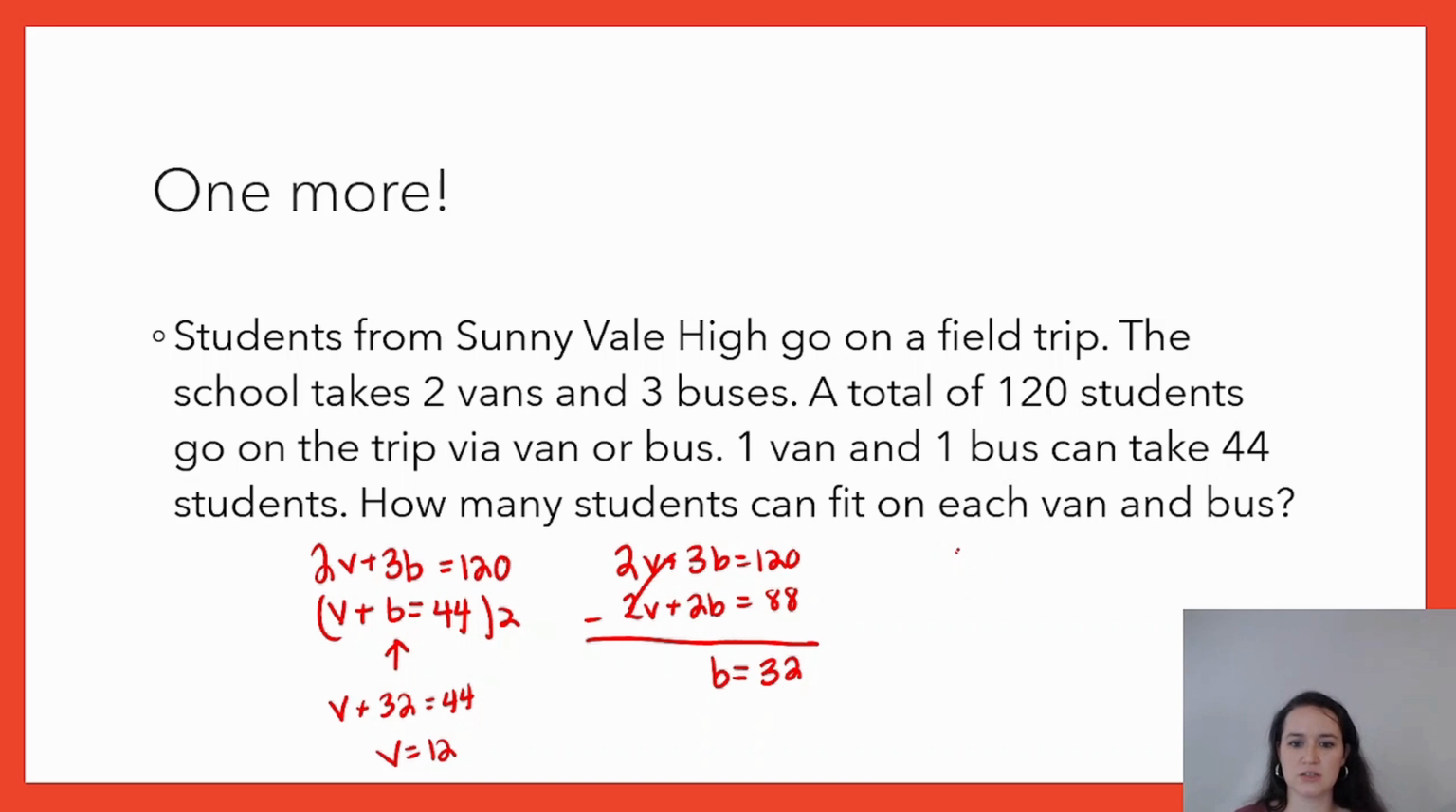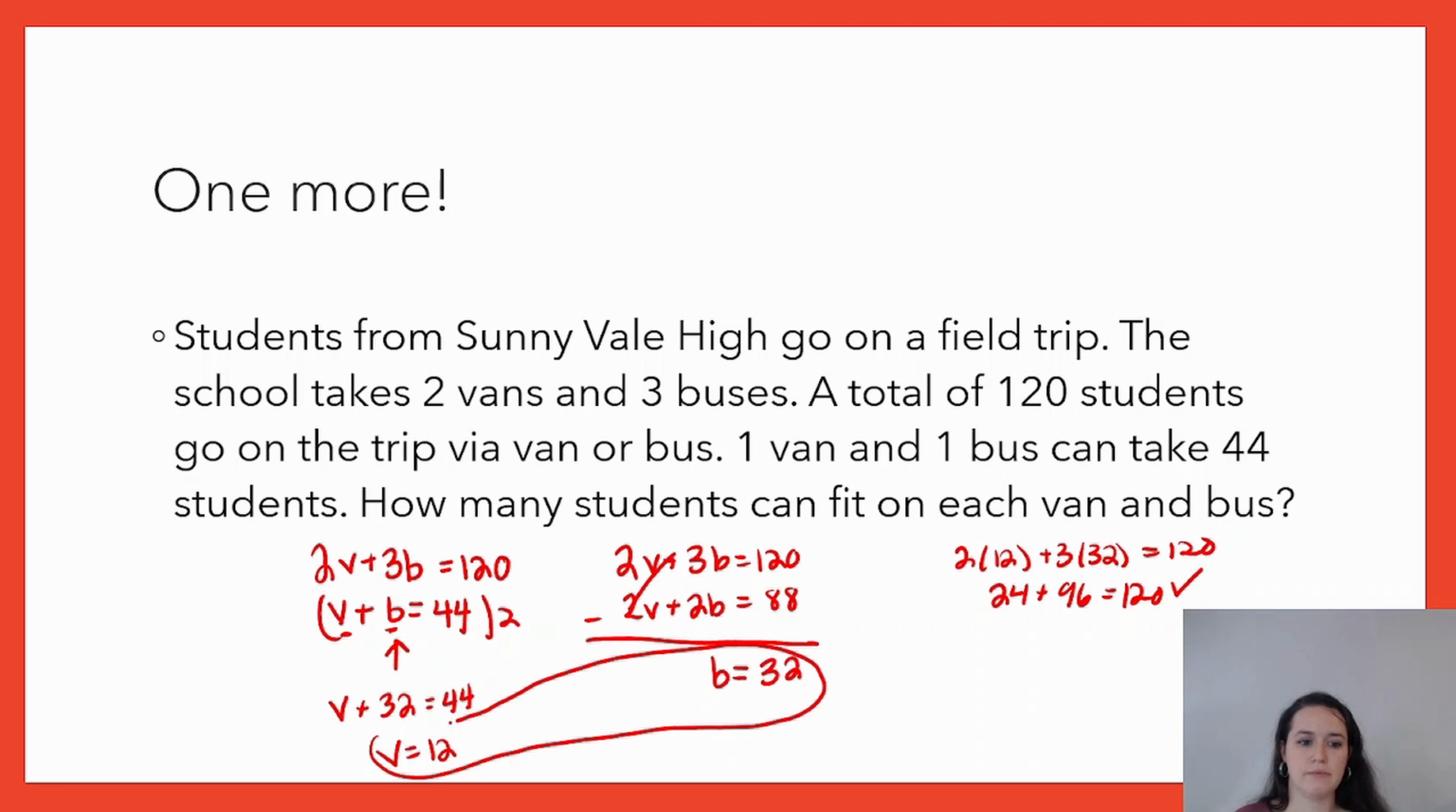Let's double check. 2 times 12 plus 3 times 32, we want that to equal 120. 2 times 12 is 24, and 3 times 32 is 96. 24 plus 96 equals 120, and it does. And 12 plus 32 does equal 44. So those are my 2 answers. Remember, you can always use X and Y if you prefer.